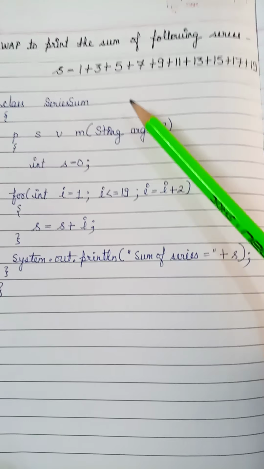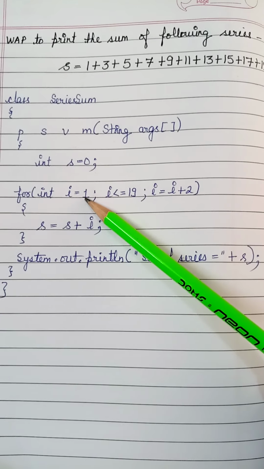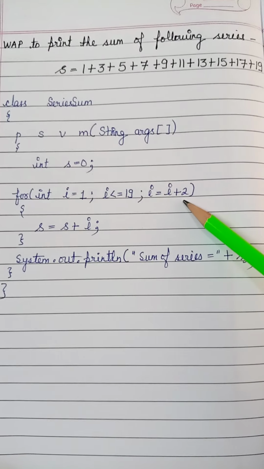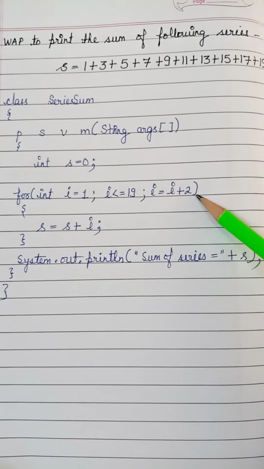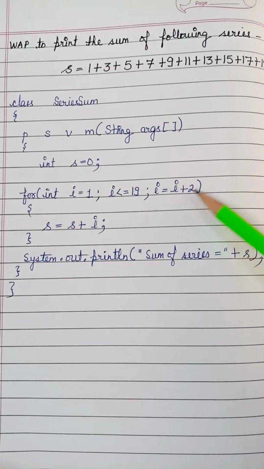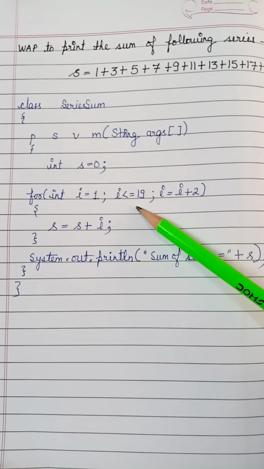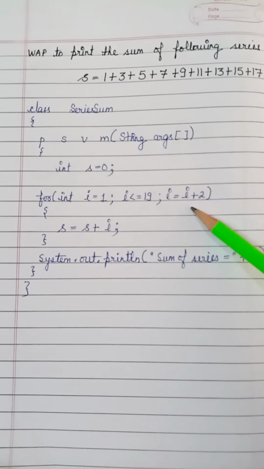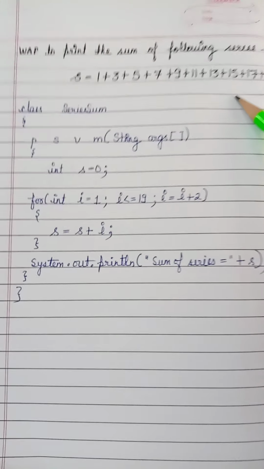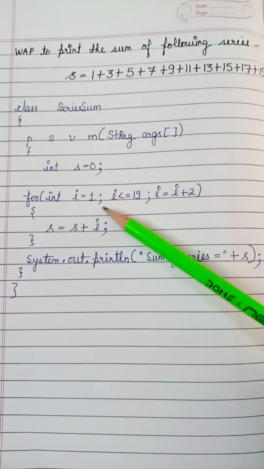Now we need to add these numbers. So for this I have written a loop from 1 to 19 with an increment of 2, I equals I plus 2. You can also use the shorthand operator here. You can write I plus equal to 2, that will be equivalent. So from 1 to 19 we are getting numbers. Firstly we will get 1, then 1 plus 2, 3, then 3 plus 2, 5, and this is the series. For the numbers of the series, we have written this loop.